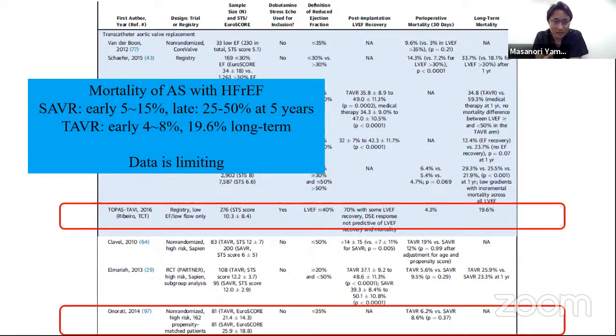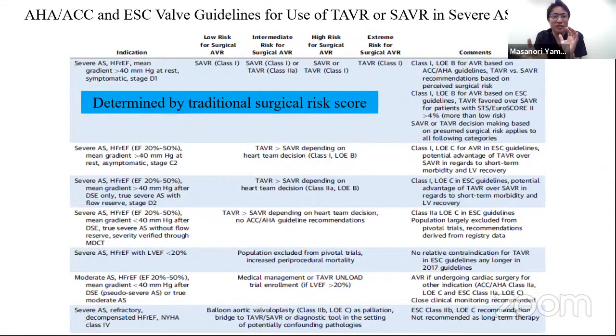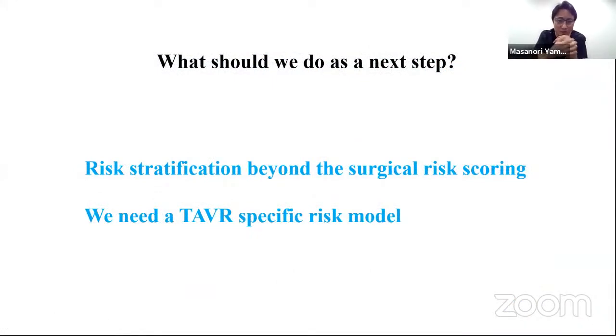In contrast, TAVA shows early mortality of approximately 4 to 8%. It's comparable between SAVA and TAVA. And for the rate of late mortality, we don't have enough long-term outcome data for TAVA. So data is still limited in this field. And this is the current recommendation of the ACC/AHA/ESC guideline. It is still determined considering the traditional surgical score, for example the STS score, and patients are divided into low, intermediate, high, and extreme risk. And the decision on which is better, TAVA or SAVA, is determined based on the surgical risk score. But what should we do as a next step?